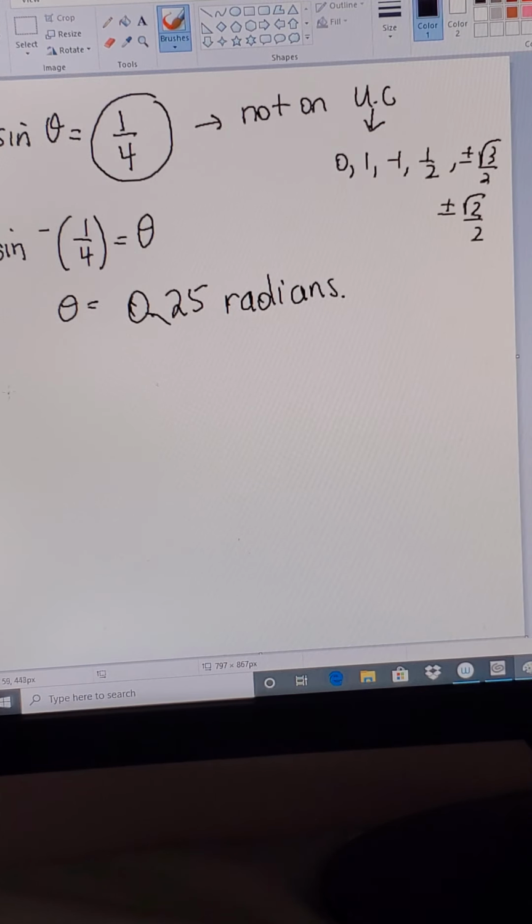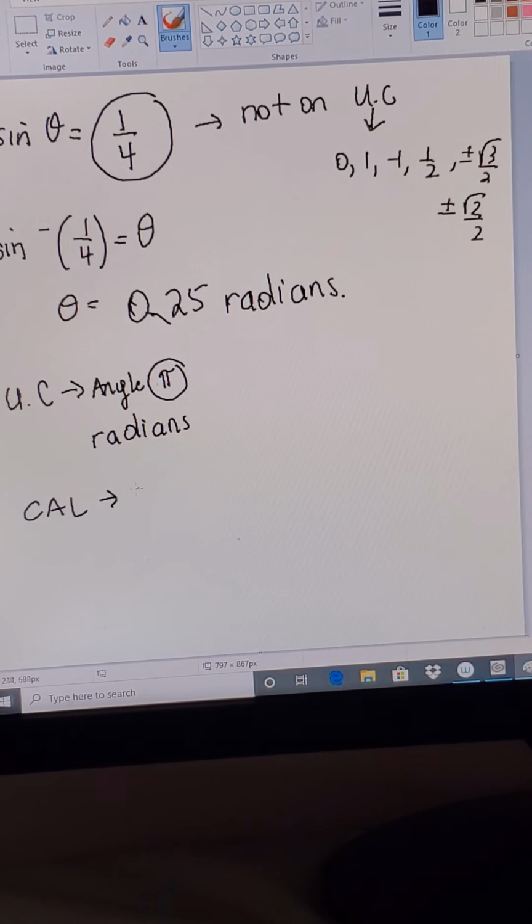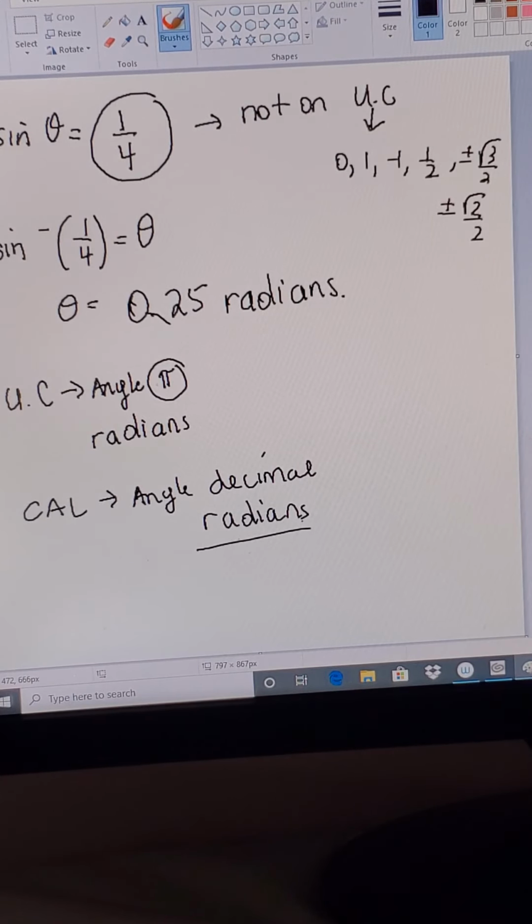So usually keep in mind, unit circle, the angles are exact. There's always a pi in their value, but it's still, the angle is always in radians. From the calculator, your angle is usually some form of a decimal, but always the unit is radians.